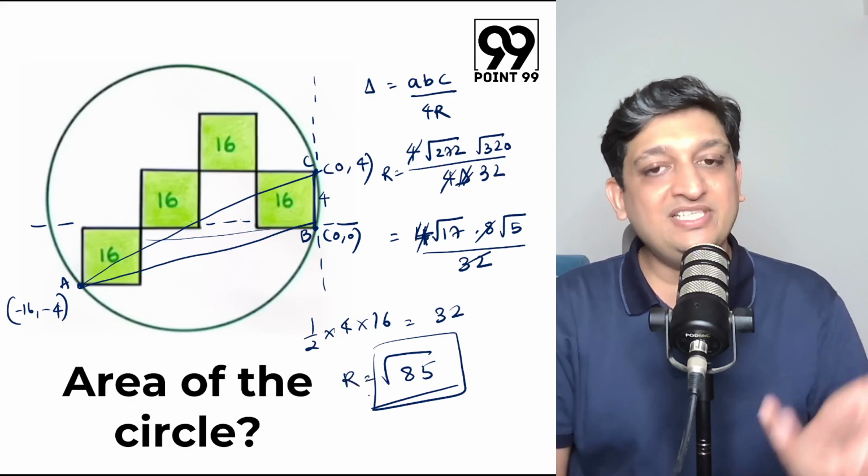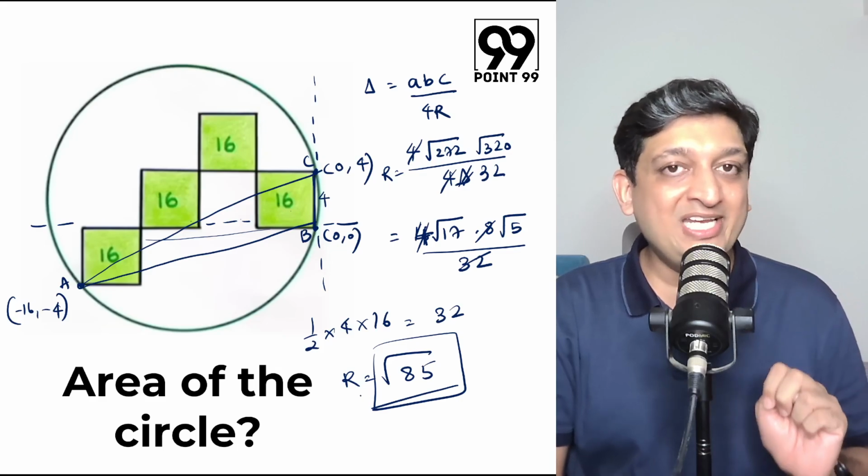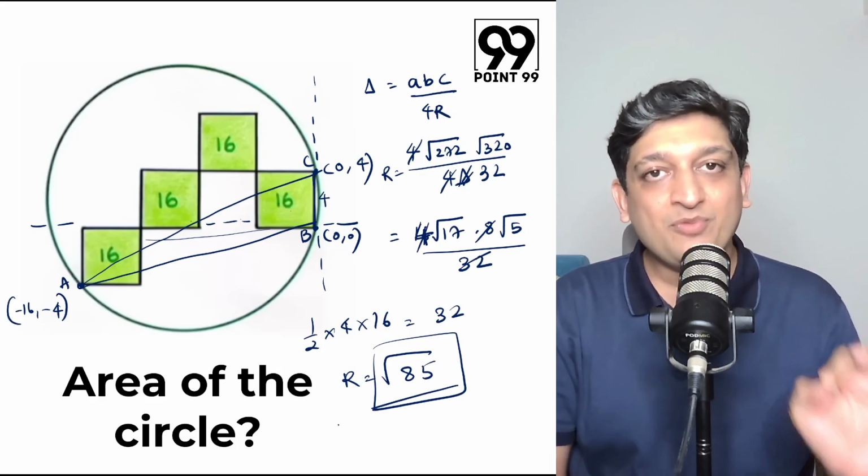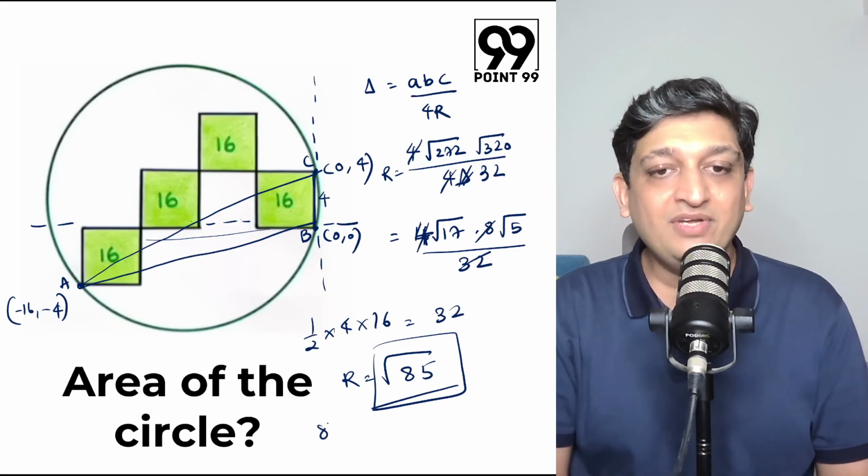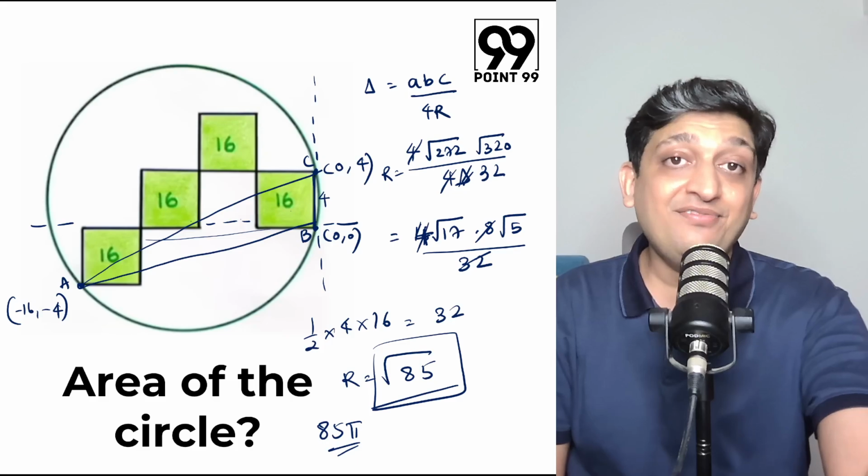So if the radius of the circle is root 85, what can you say about the area of the circle? Pi into r square, or pi into square of root 85, which will give us 85 pi as the answer to this particular question.